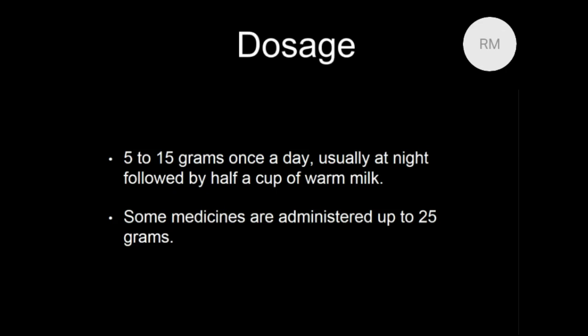In conditions where kapha is dominant, the dosage is variable. You can start with 5 grams, and for children it's just 5 grams. In adults, the average dose is about 10 to 15 grams. And some medicines, some legumes, are also administered at a dose of up to 25 grams.